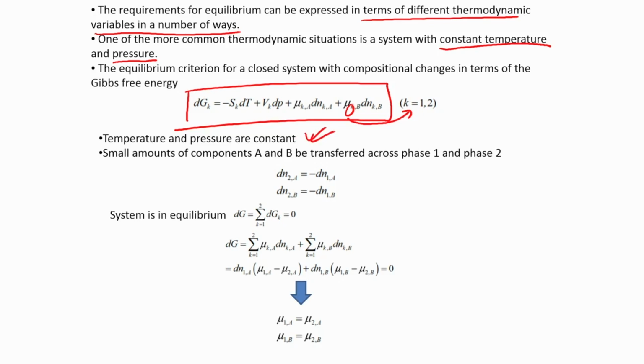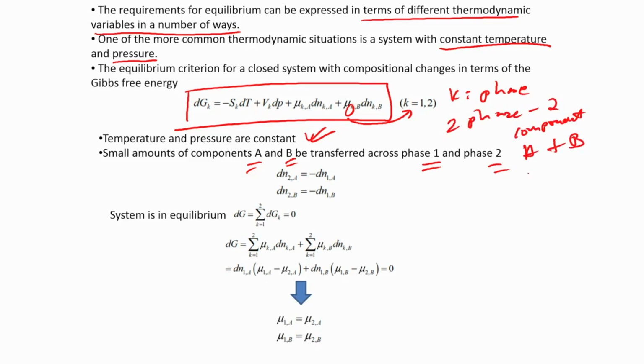Now, if we assume that small amounts of component A and B can be transferred across phase 1 and phase 2, there are 2 phases. K is basically nothing but the phase. So, it is a 2 phase, 2 component system, where the components are A and B. Each of A and B has phase 1 and phase 2. That is the situation. We have so far done 2 phases and 2 components, and now let us look at a 2 phase, 2 component scenario.